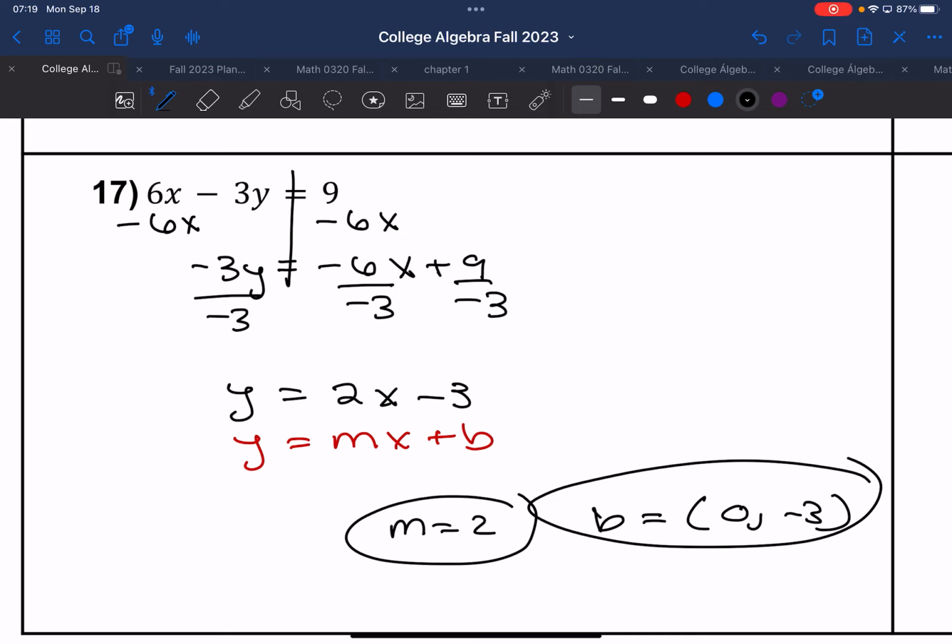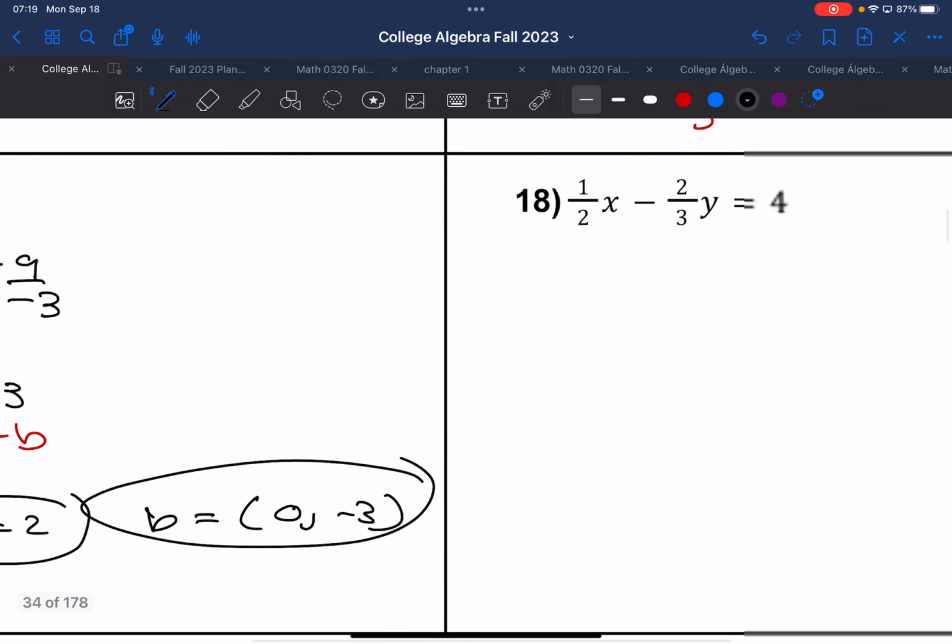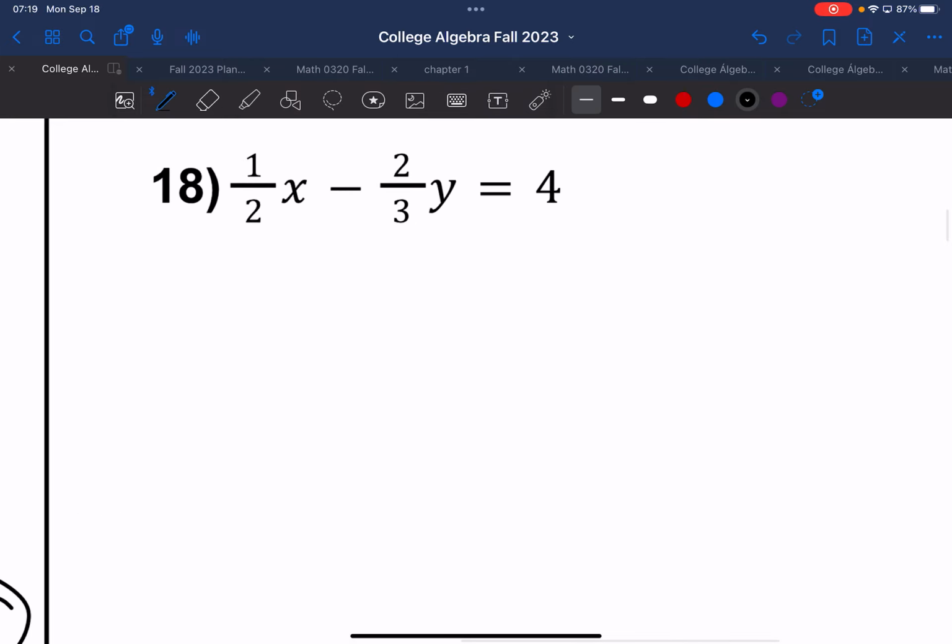And then last one for this example is number 18. Number 18, we have standard form that includes fractions. So what should we do first to the entire equation? Multiply by what number? 6. And why are we multiplying by 6? Common denominator between 2 and 3 is 6. Okay, so again, I'm going to write it out step by step.